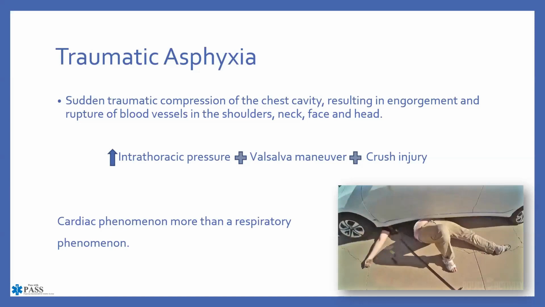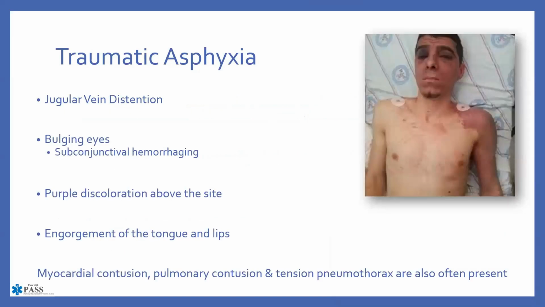So increased intrathoracic pressure, a Valsalva maneuver plus crush injury ends up being a cardiac phenomenon more than a respiratory phenomenon. So the heart ends up shutting down. It's not able to pump. Depending on where the injury has hit, they may also have a cardiac tamponade, in which case we're not necessarily able to relieve that. But the bottom line, they're probably not going to survive this injury anyway. Even if we had the ability to do a pericardiocentesis, the patient's probably not going to come back from this if it's truly a traumatic asphyxiation situation.